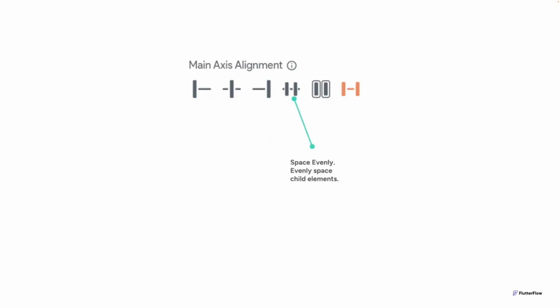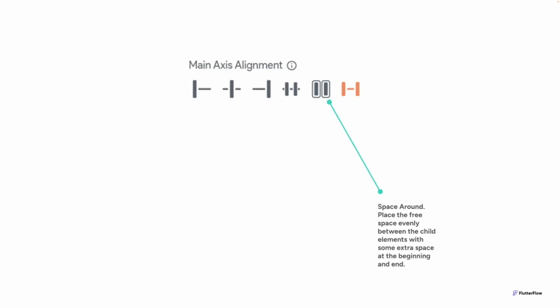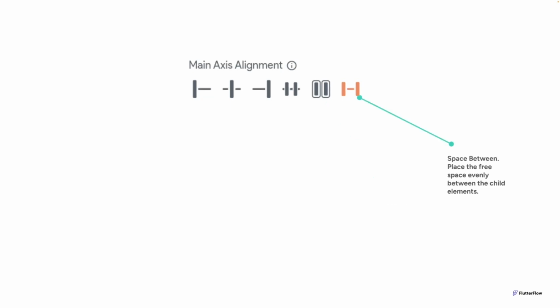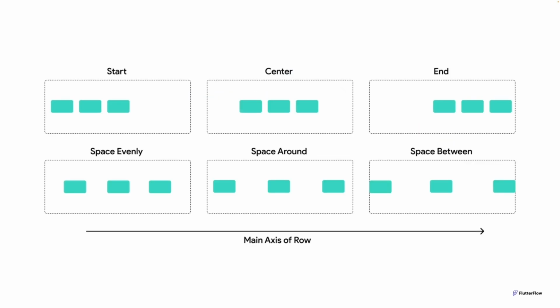Space evenly spaces child elements. Space around places the free space evenly between the child elements with some extra space at the beginning and end. And space between places the free space evenly between the child elements. All right, that might be a little bit hard to understand. Let me simplify that for you.